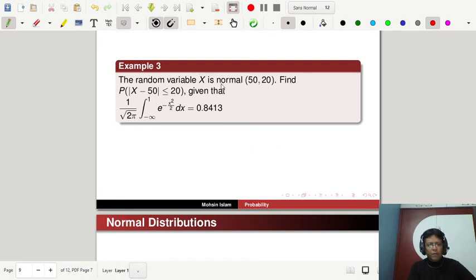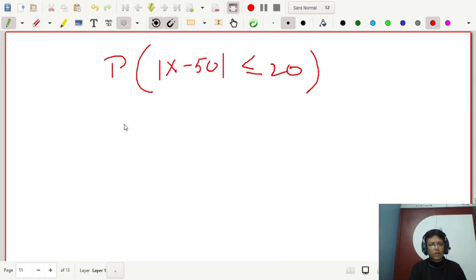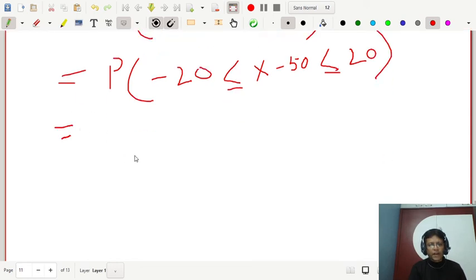Let me move to the next problem, number 3. Our random variable x is normal with mean 50 and standard deviation 20. Find probability of mod x minus 50 less than or equal to 20. So you can write probability of mod x minus 50 less than or equal to 20 equal to probability of minus 20 less than or equal to x minus 50 less than or equal to 20, right? You can write that and use a standardized value.